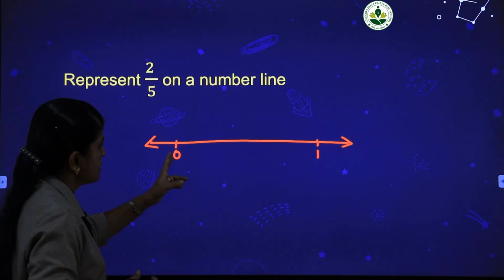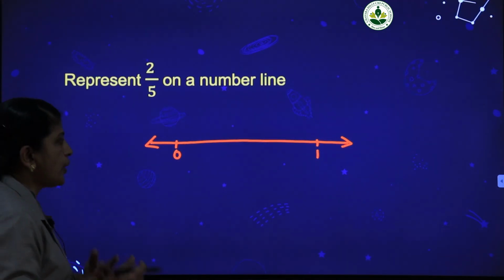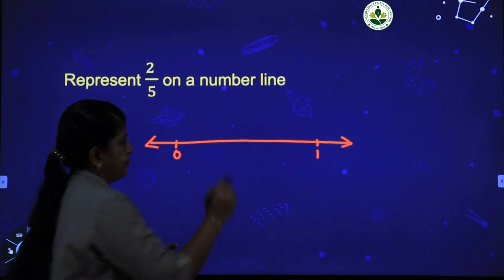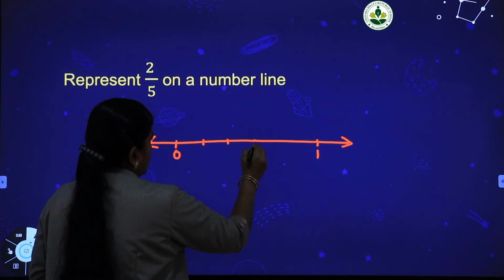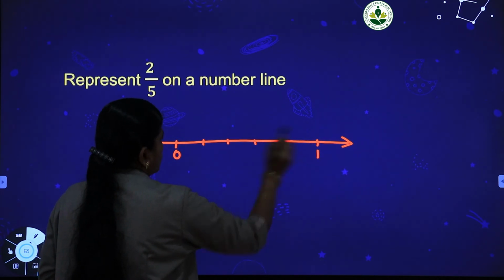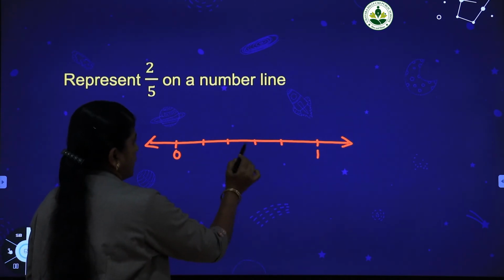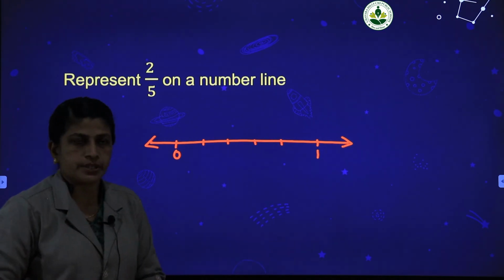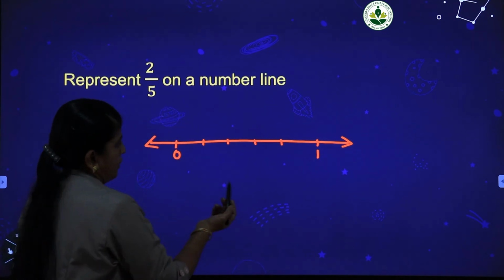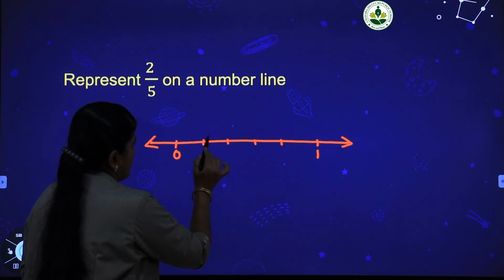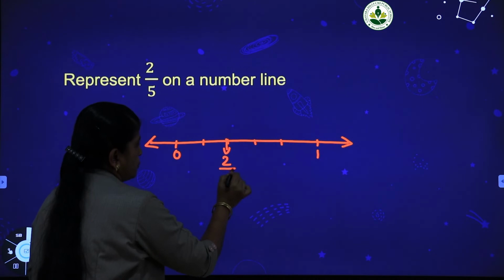Therefore, this 0 to 1 portion we need to divide into 5 equal parts. Use your ruler. Then 1, 2, 3, 4, then 5. How many portions in total? 1, 2, 3, 4, 5. Total 5 portions. From that, 2 parts out of 5 parts. Where are the 2 parts? This is the first part, second part. Therefore, this will be 2 by 5.